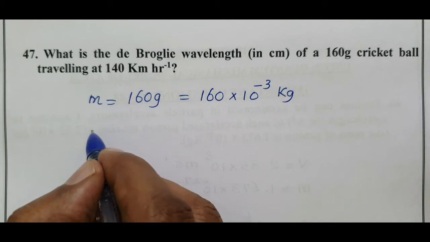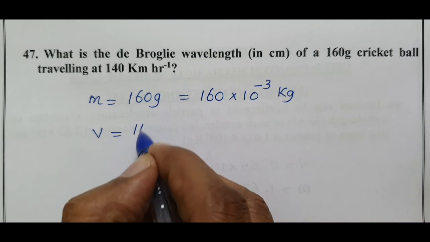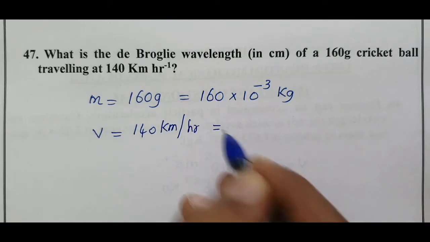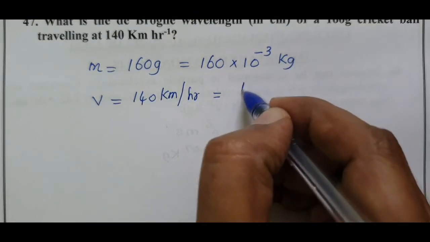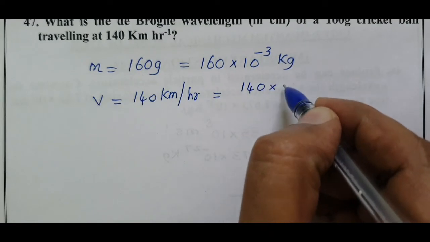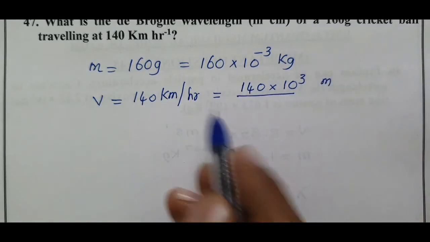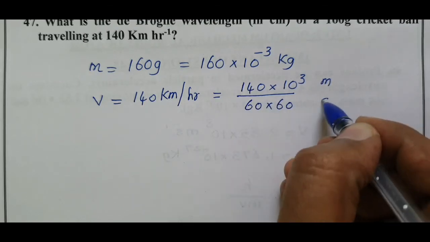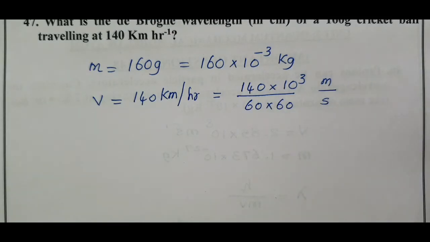Velocity is given in kilometer per hour, 140 km per hour. Velocity must be in m s^-1, so we have to convert kilometer into meter. 1 kilometer equals 10^3 meter, and 1 hour equals 60 minutes, 1 minute equals 60 seconds, therefore 60 × 60 seconds. When you bring this second to the numerator, it becomes m s^-1.